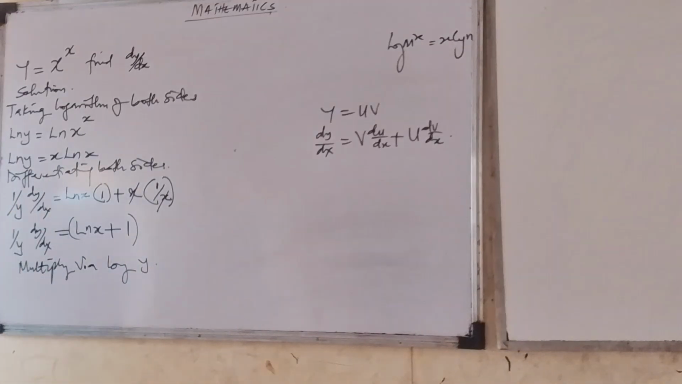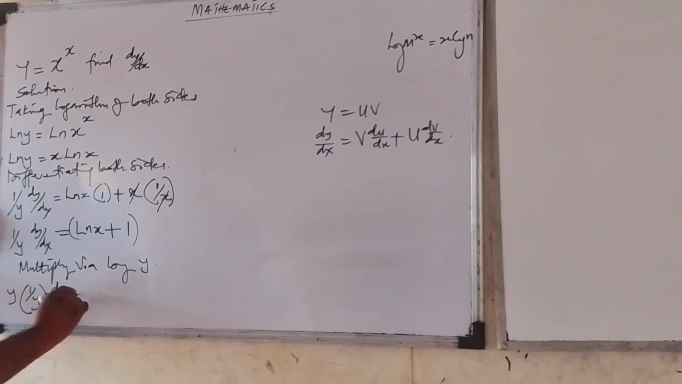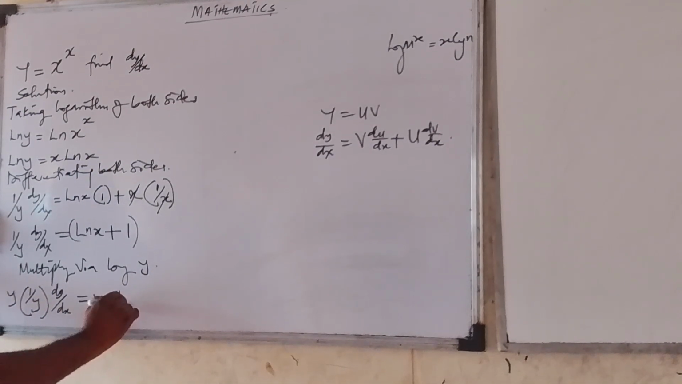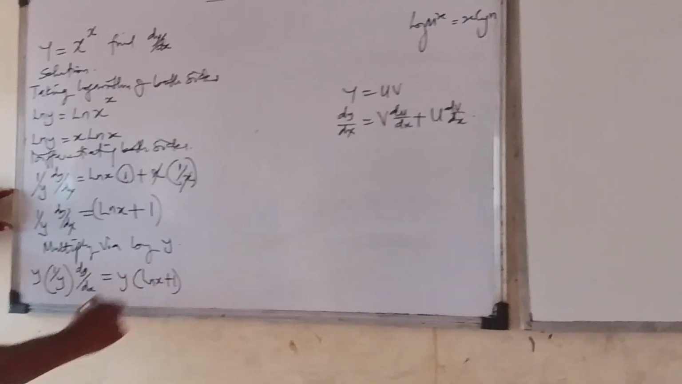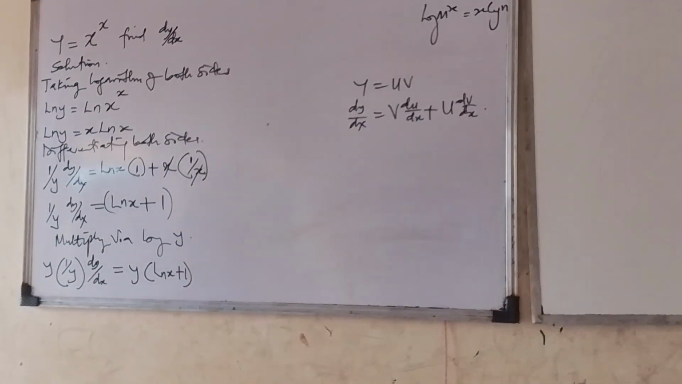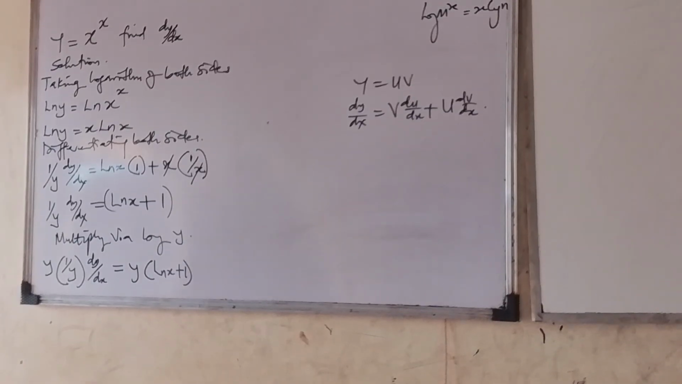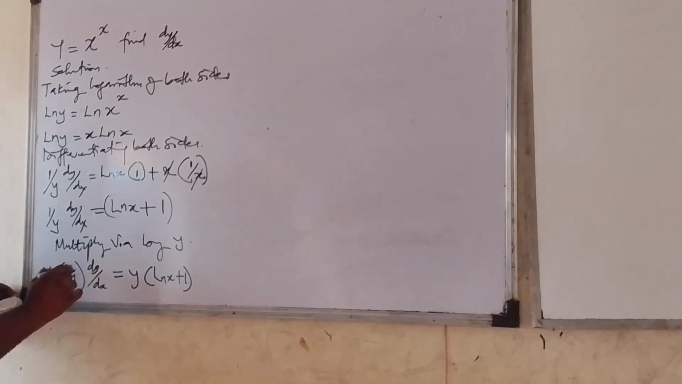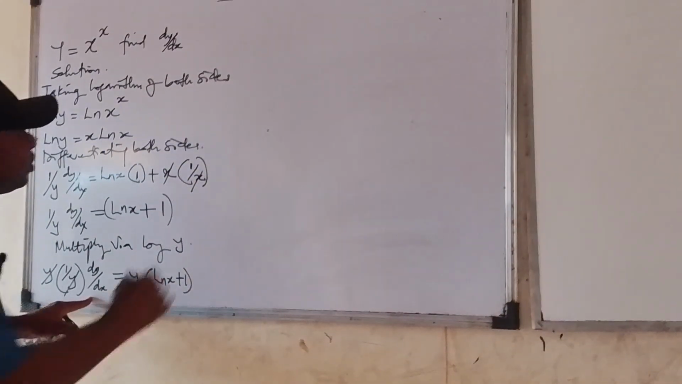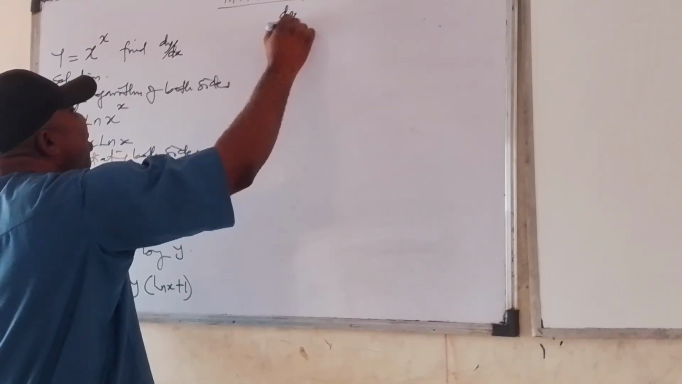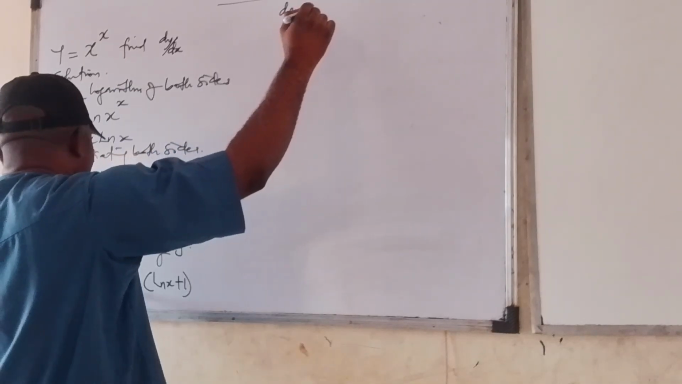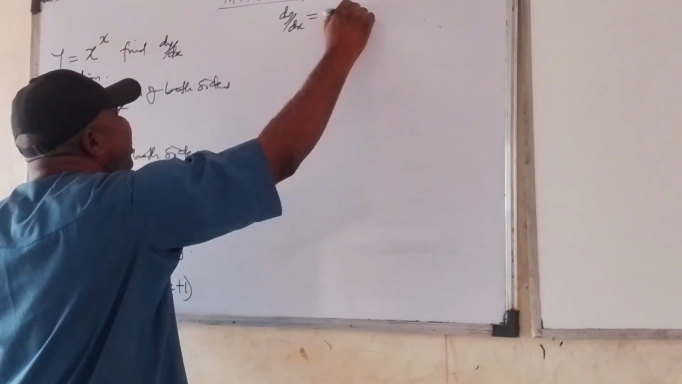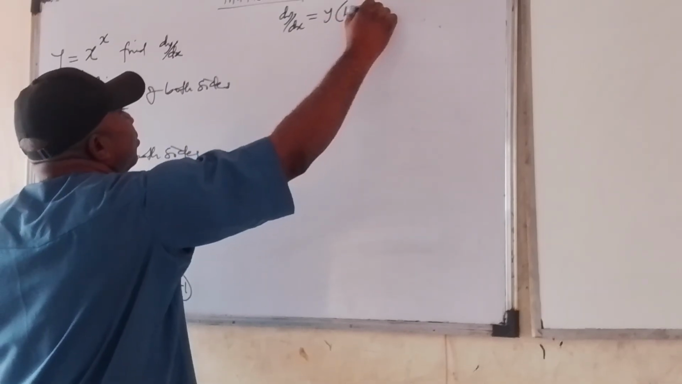So when you multiply through by y, you have y in brackets 1 over y, dy over dx is equal to y in brackets ln x plus 1. It therefore means that this y will cancel with this y, and I'll be left with dy over dx equal to y in brackets ln x plus 1.